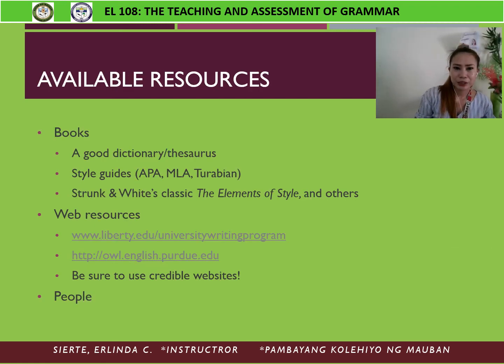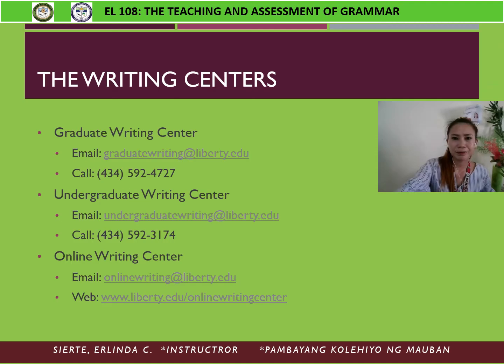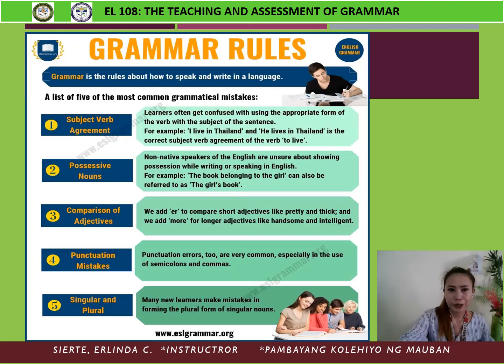So these are examples of available resources if you are going to understand this. We have the books, web services, we also have the people. There are also writing centers. And then, anyway, talking about grammar rules, there are fewer rules in terms of grammar, but there are some that we must always remember.